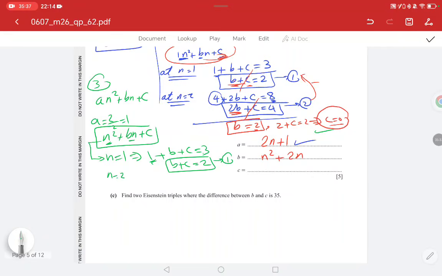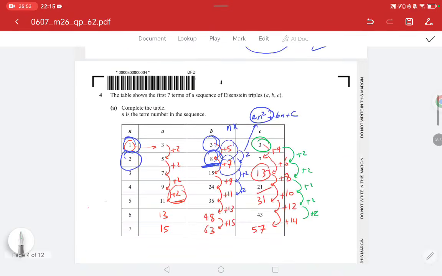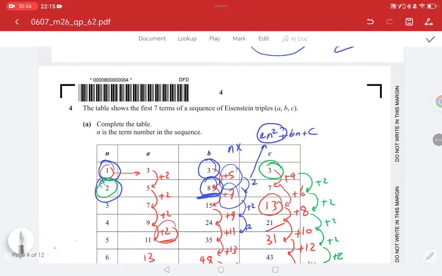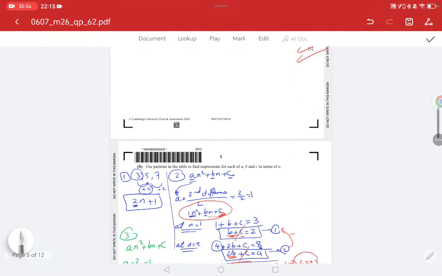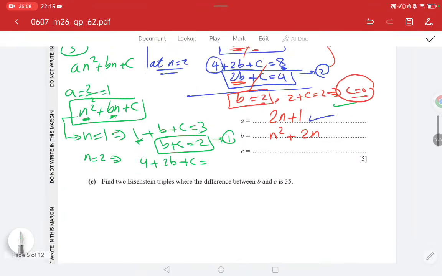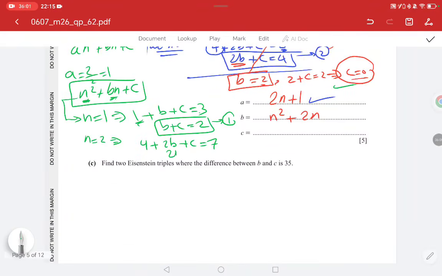Okay, at n equals 2. So 2 squared is 4, plus 2b plus c equals, let's see, at n equals 2, what is the value? The value here is 7. So it means that 2b plus c equals 7 minus 4, which is 3. So this is the second equation.